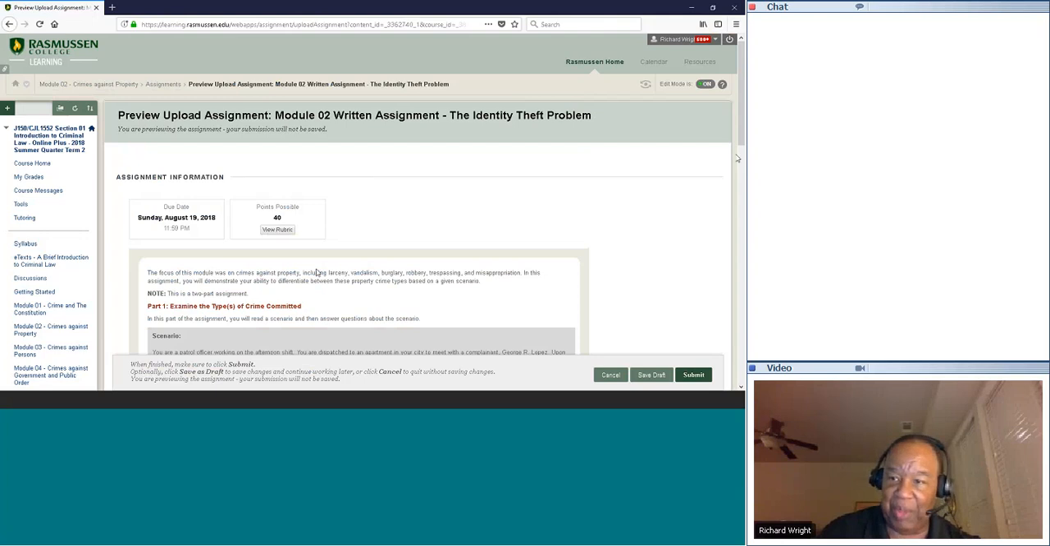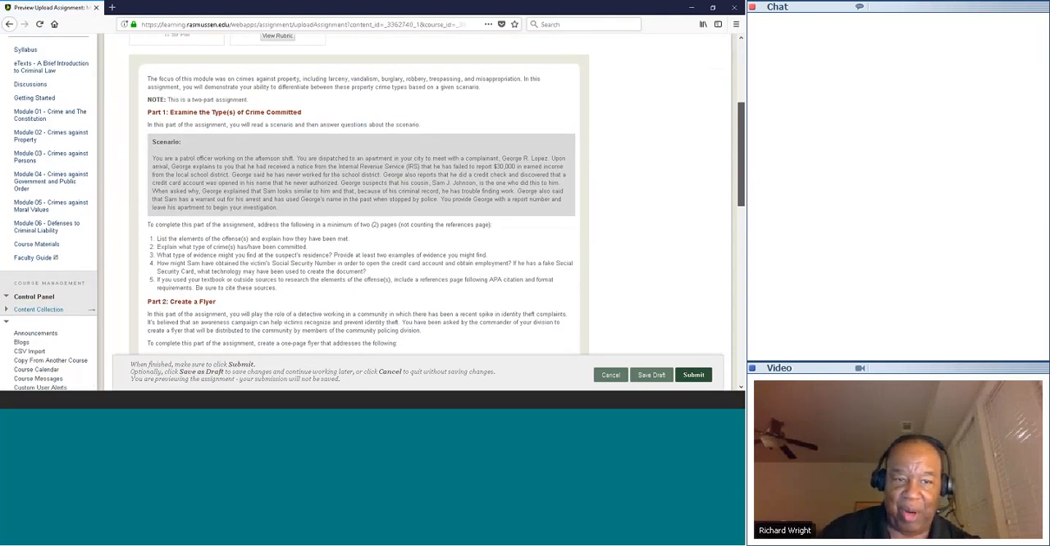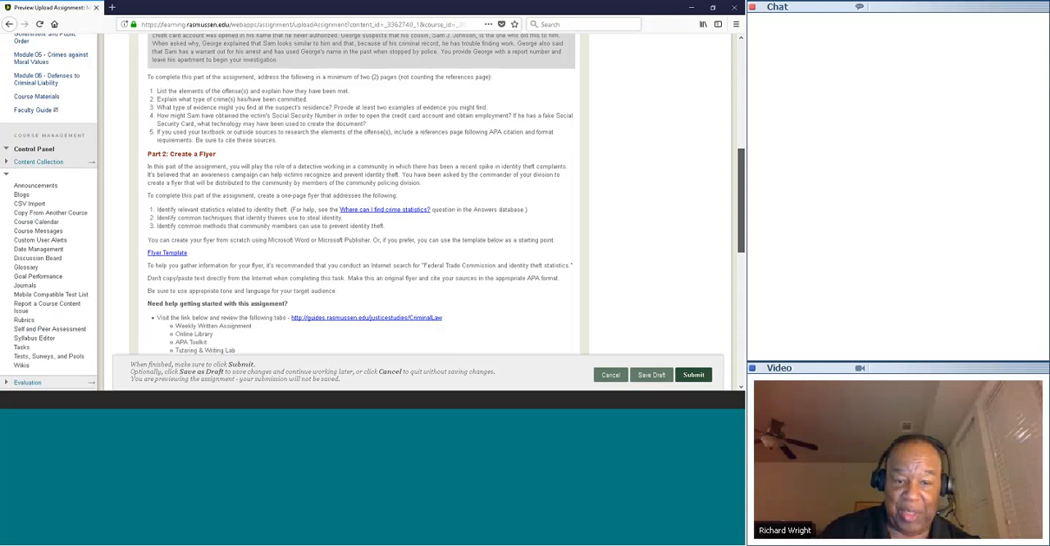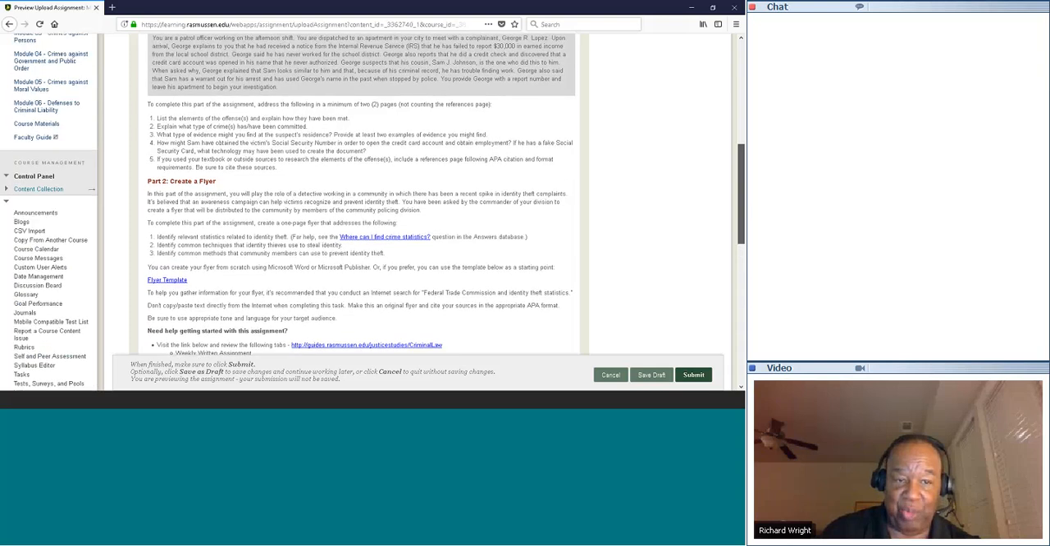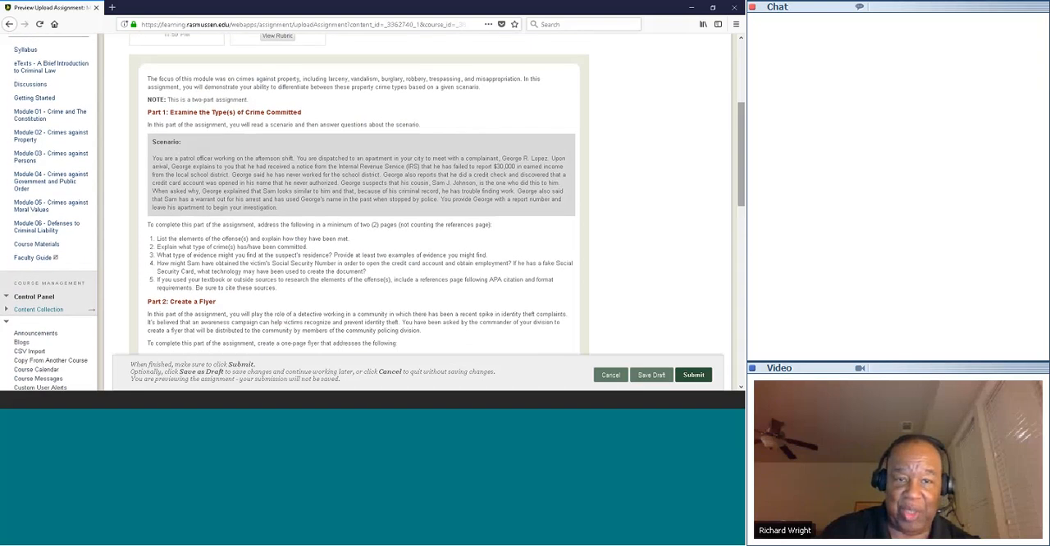Remember this about this particular assignment, though. It's a part 1 and a part 2. So you want to make sure that you use that template down there. There's a template to help you with part 2. But you want to make sure you answer these questions. It says a minimum of 2 pages, not counting the reference page. Now remember, the 2 pages is not part 2.